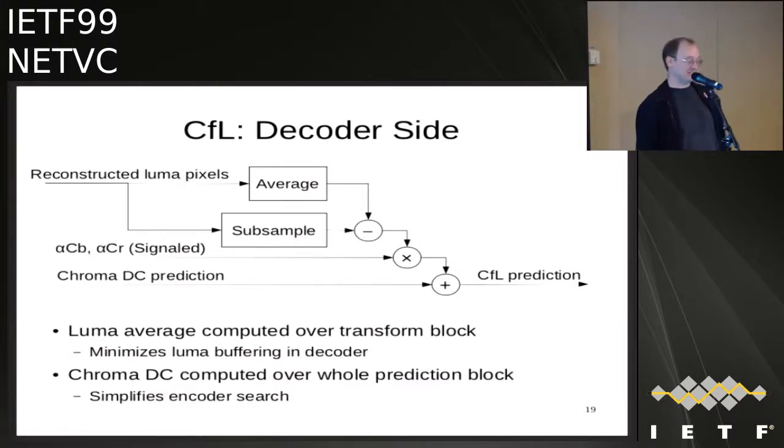Question about your alphas from the floor, Mike. Do you ever look at it component by component, say you had an alpha for CB computed, does that ever feed into CR? Or have you ever looked to see whether one plane's adjustment from Luma is useful for the other plane? So right now they're jointly coded.